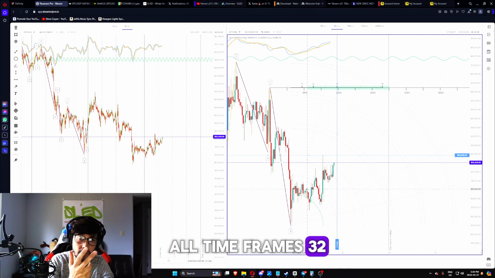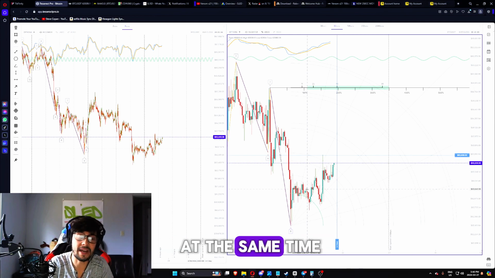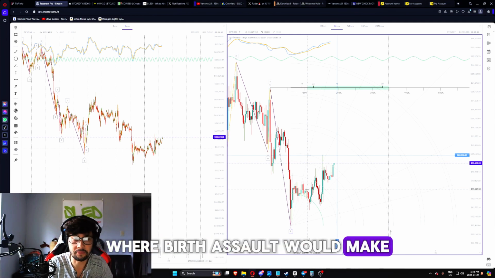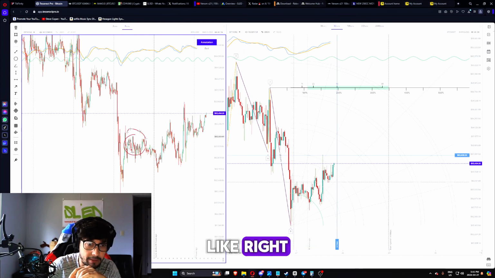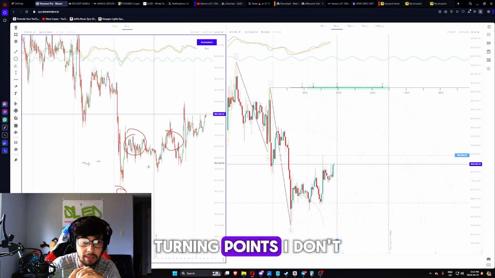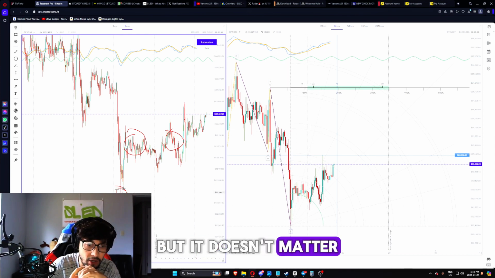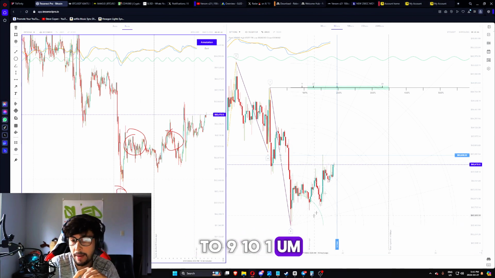All time frames, 32, 8, and 2-minute charts, where they all turn at the same time, where Bertha circle would make sense. So this is obviously mid range here. This is nothing. You want to spot these turning points. I know I don't have them mapped out here, but it doesn't matter. I know this is a turning point. In fact, I know this is an 8. It's going to 9, 10, 1.